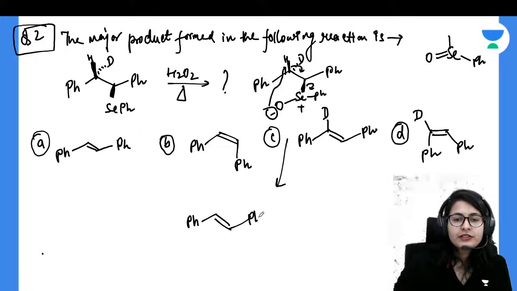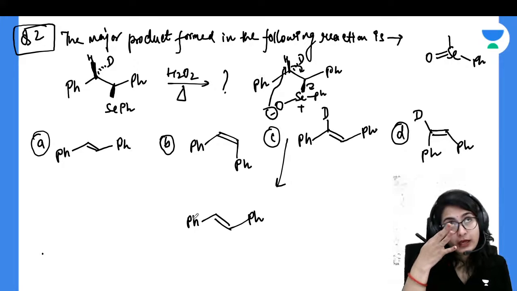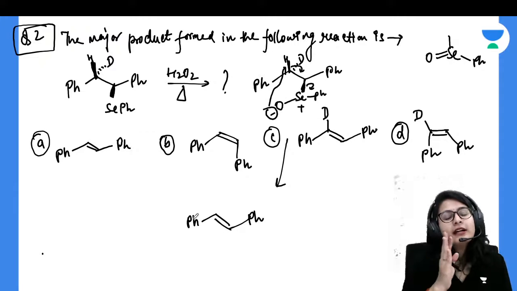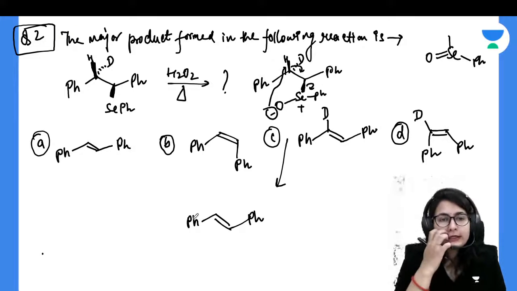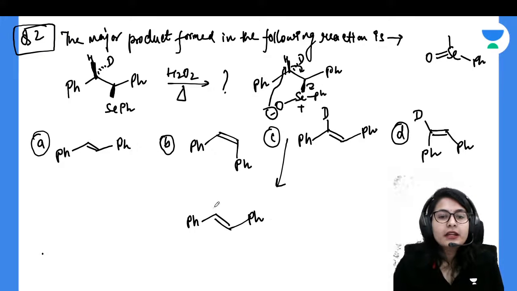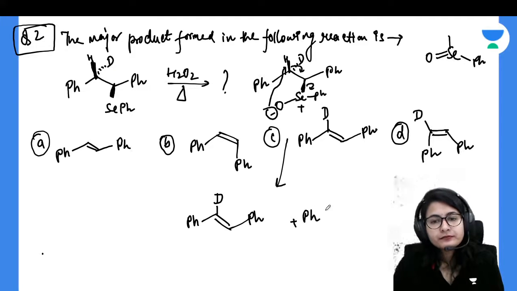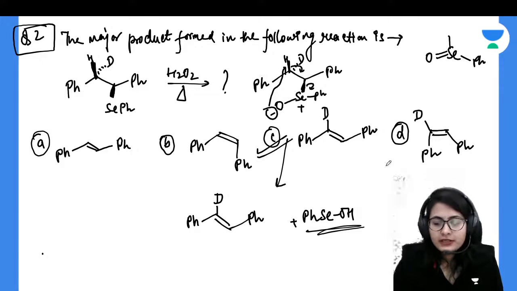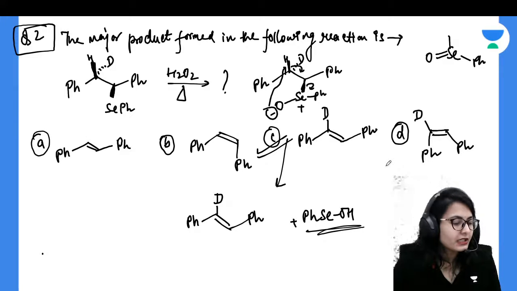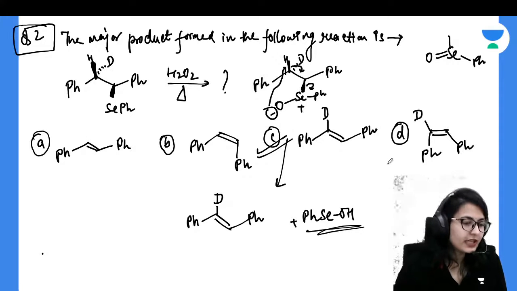All right, the Ph groups are trans to each other. They are already in the perfect conformation. Why? The bulky phenyl groups are trans to each other, and the hydrogen, which is an easily removable group, is also on the same side as the selenium. That is why you get this major product along with PhSeOH. Okay, so the answer is option number C. Yes, very good, very simple.